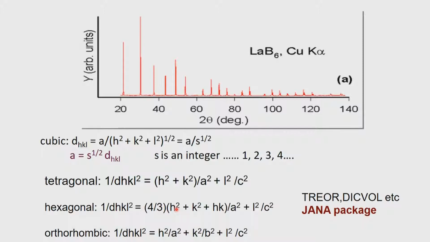LaB6 is the standard compound which is supplied by many of the companies. They give us routinely this compound, and it uses copper K alpha radiation. This is the diagram we will get, this is the diffractogram we will get. Always call this as the diffractogram or X-ray pattern. Do not ever call this as X-ray spectra, because X-ray spectra means something else.